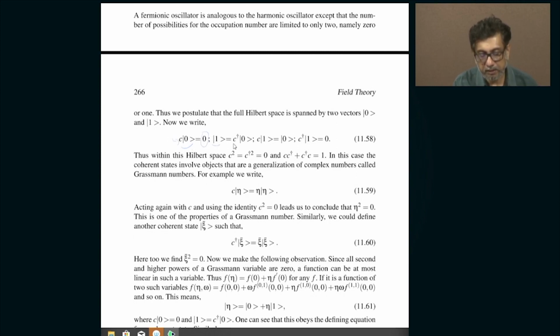Now, I can construct a state with one fermion by acting the creation operator on that state with no fermions. Then if I try to annihilate that, I get a state with no fermions. But more importantly, if I try to create one more fermion in a state that already has a fermion, I get 0 immediately because of the Pauli principle. So, you see, what we want is this Pauli principle, this anti-commutation rule.